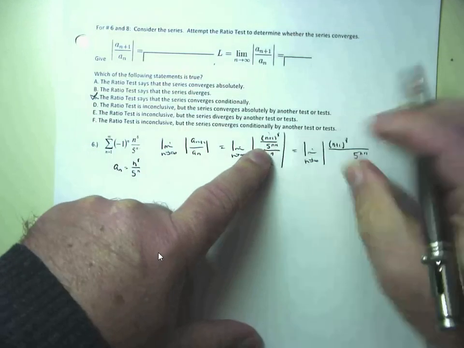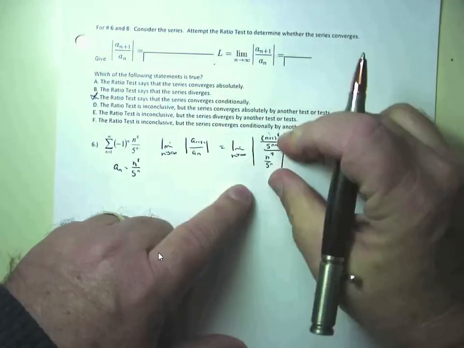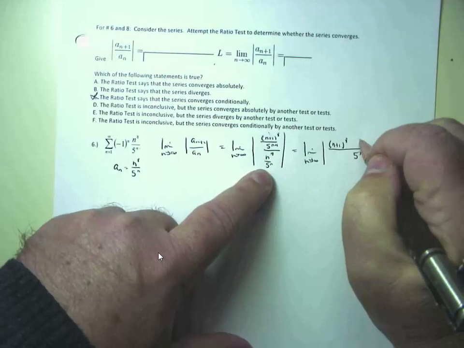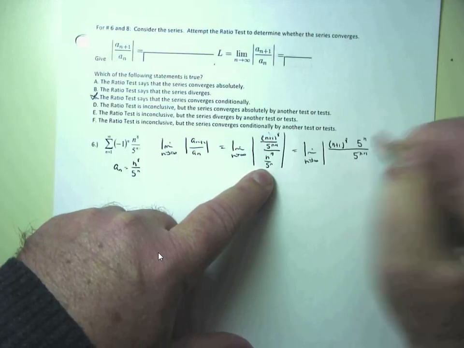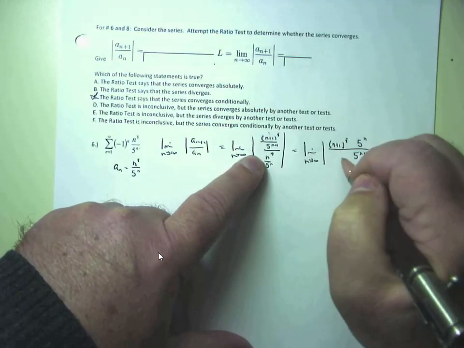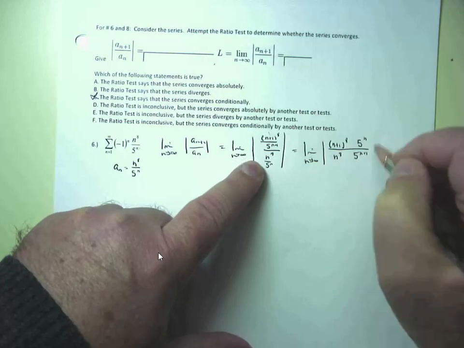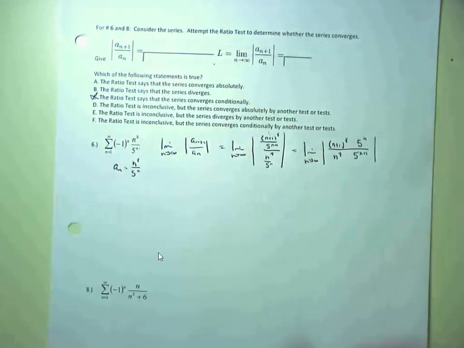I take the numerator fraction, spread them apart, and then when I invert and multiply, I group together like terms. That 5 to the n on the bottom flips up and becomes 5 to the n on top, and that n to the 8th on the bottom stays on the bottom. Okay? Does that make sense? But clean it up. Remember, this is why you want to use the ratio test on powers of n and/or factorials, because they cancel out.